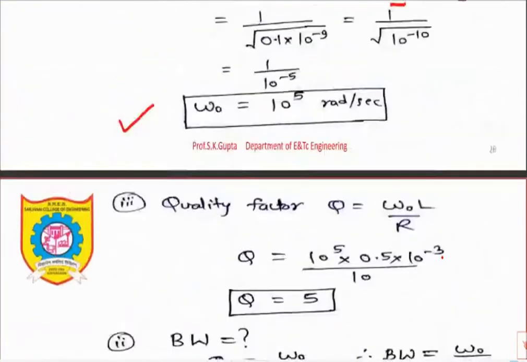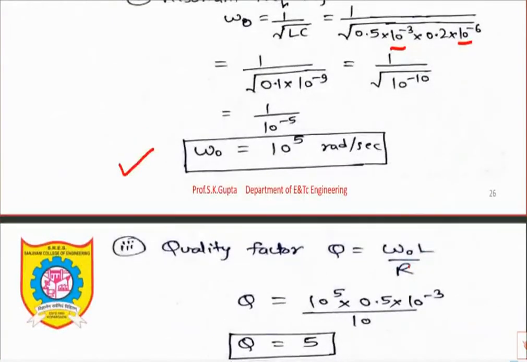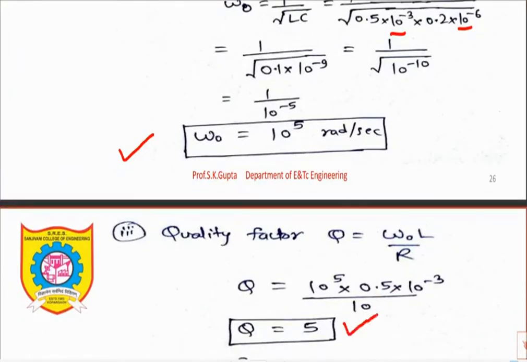Then quality factor formula, Q equal to omega 0 L by R. Omega 0 is 10 raised to 5. L is 0.5 millihenry. R is 10. So quality factor comes out as 5.